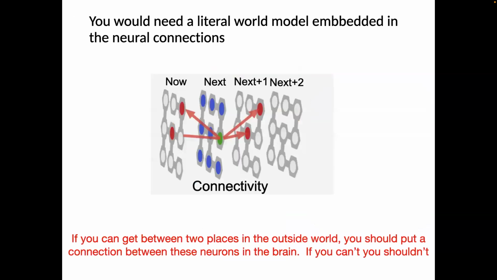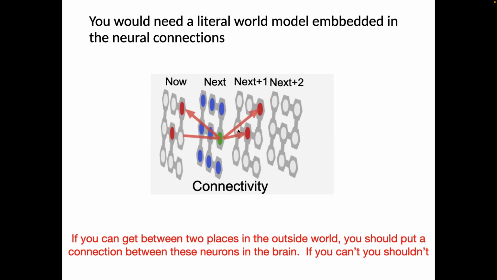It turns out that the other fun thing is if you want it to happen in the model, we also precisely know what synaptic connectivity rules you need. And it turns out to be quite an elegant set. The synaptic connectivity rules you need are a literal world model, as in, if I can get between two places in the outside world, I need those neurons to be connected in the consecutive layers of this model.